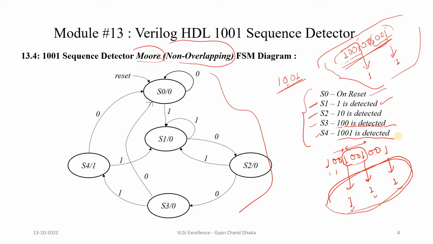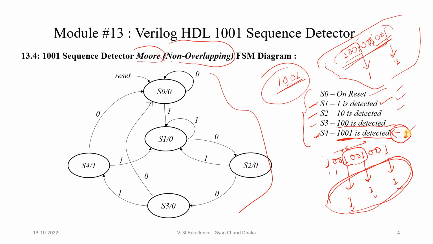This is a standard way of defining the states. Whatever sequence is given to us, we take bits one by one and define the states like this. Now let's try to understand this state diagram. This is our S0 state, and whenever we are at the S4 state, that means 1001 is detected, and the output at this state is going to be 1. That means whenever we are at S4 state, our output is going to be 1.